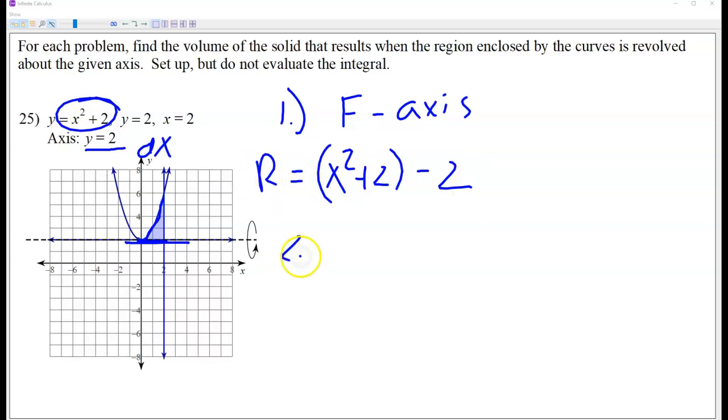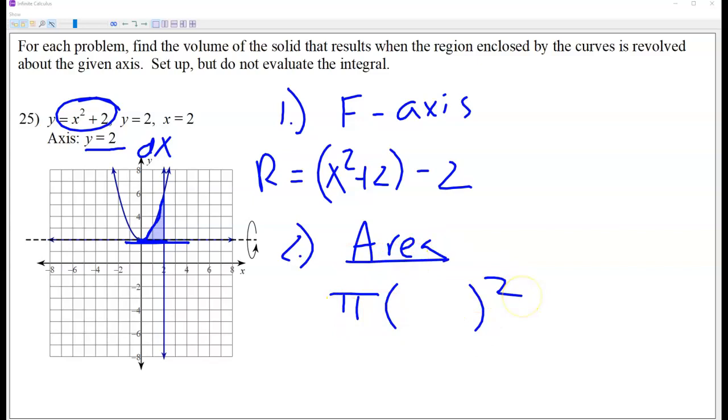Now step 2 is we want to find the area. So to find the area, it's pi r squared. And my r in this case is going to be this. Now, I do believe they're going to simplify these a little bit, like they'll combine these constants together. And so you're going to just end up with x squared because the positive 2 and negative 2 cancel out.